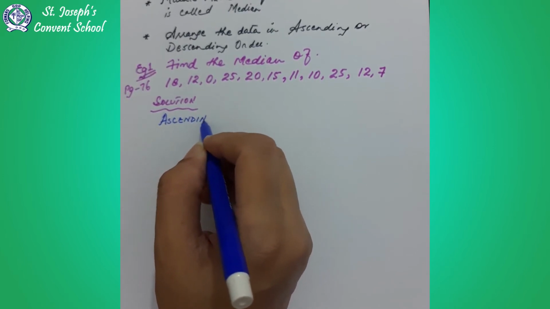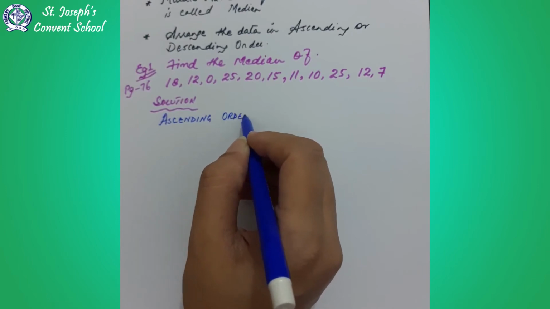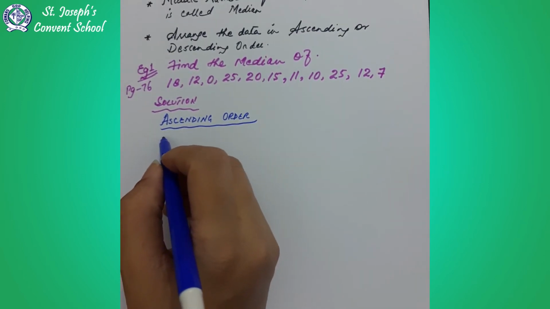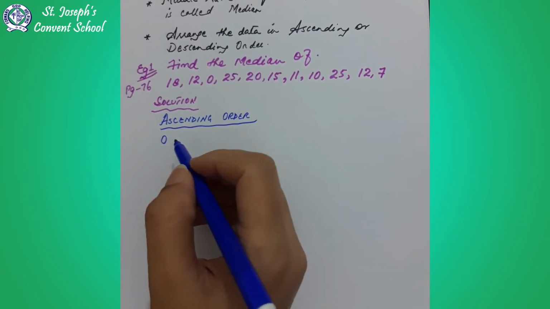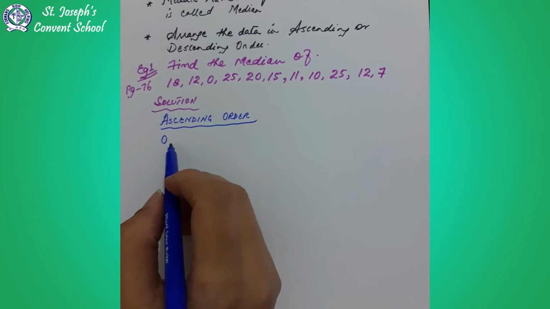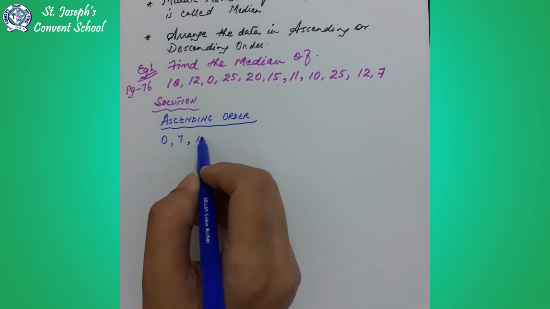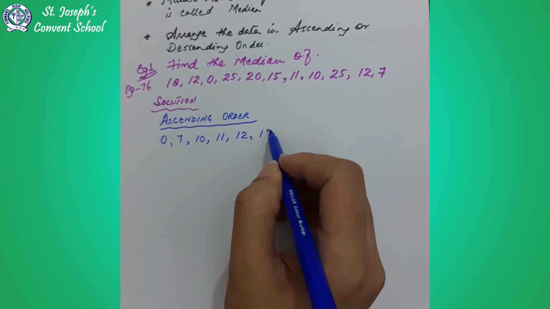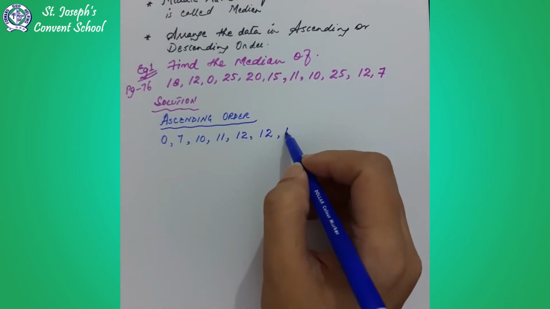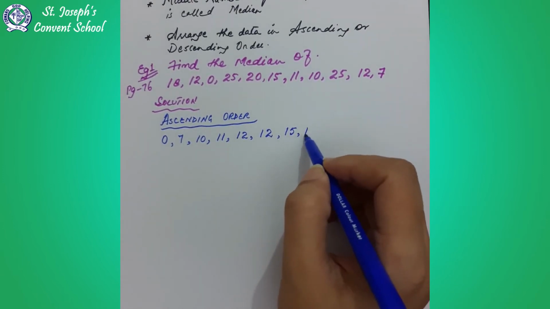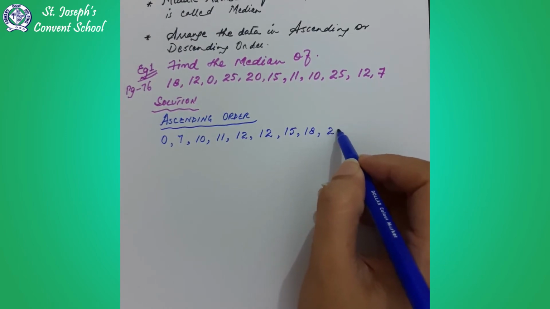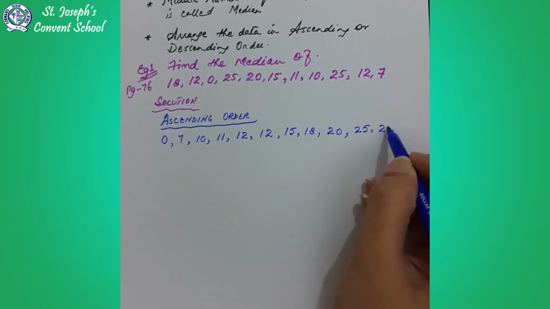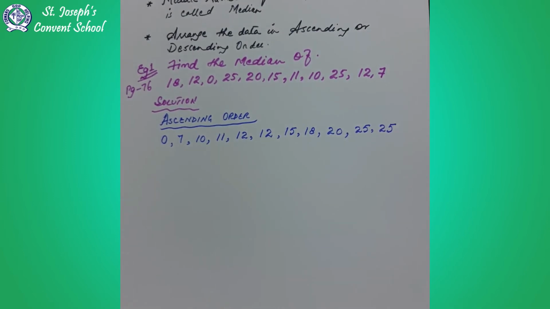Let's write it in ascending order. 0 will come first, smallest value, ascending means small to big. After 0, 7, then 10, 11, 12. 12 is 2 times, so you will write it twice. After 12, 15, then 18, then 20, then 25 is twice, so you will write 25 2 times. So we have arranged the data from small to big.